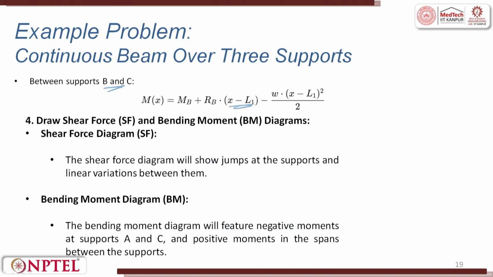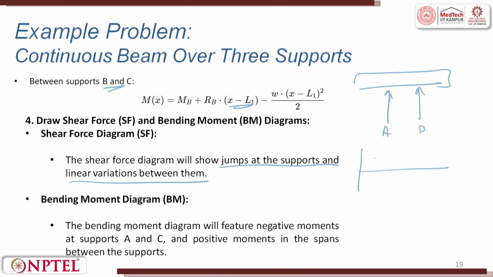So, you will try to get the moment between B and C. Now, you draw the shear force diagram and bending moment diagram. The shear force diagram will show jumps at the supports and linear variation between them. So, you have A and B, there will be a jump at the support. It can go down or it can go high, whatever it is. When you solve it, you try to get it. So, you can see there is a jump, right. And the bending moment diagram will feature negative moments at supports A and C and positive moment between the supports.